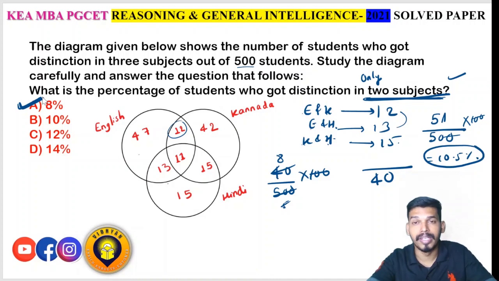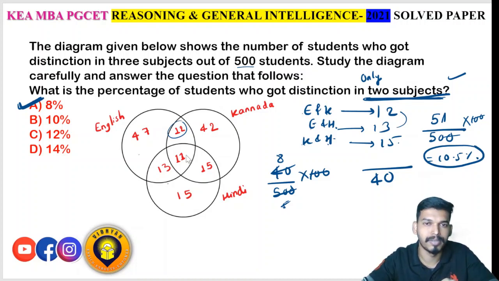But in any other competitive exams, if you come across the word like this, then you have to take all the 3 subjects. Suppose if they have not mentioned the word only, you have to consider the 3 subjects also. English, Kannada, Hindi, all three you have to consider. That thing also you have to consider. Okay, next one.